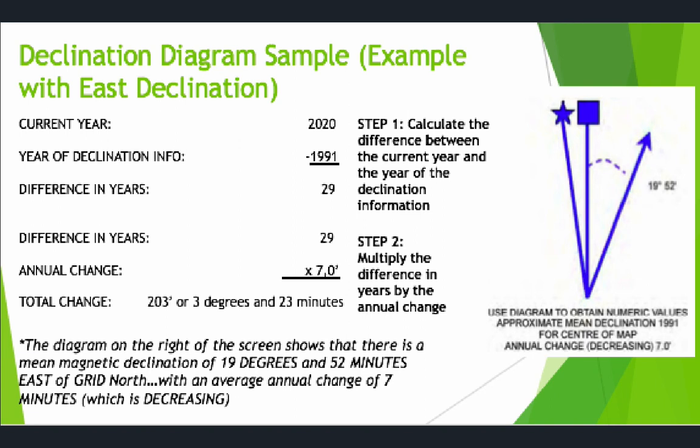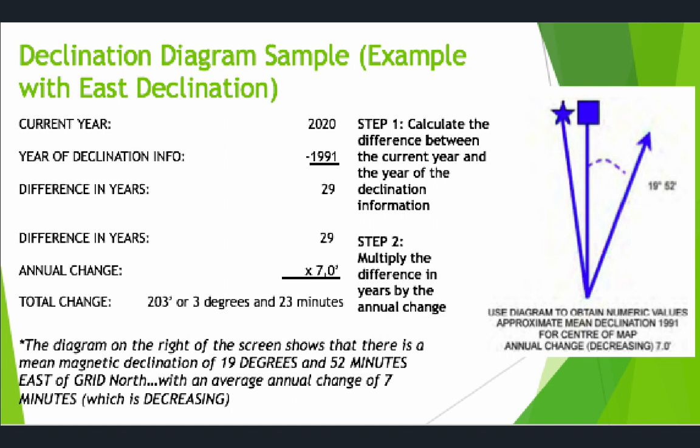We also know that there is an average annual change of 7 minutes, which is decreasing. This information is given at the bottom of the declination diagram. Lastly, we know that the approximate mean declination is from the year 1991. Now we can start with our calculation.